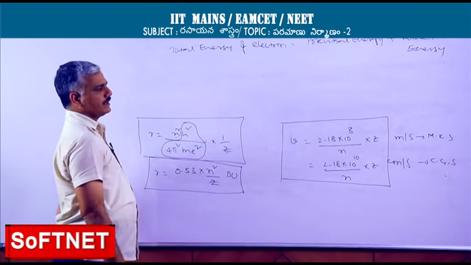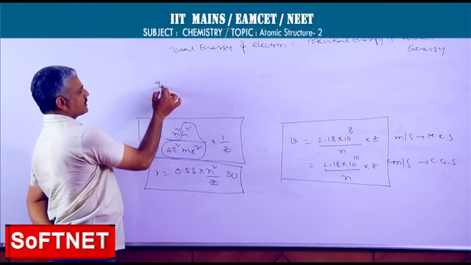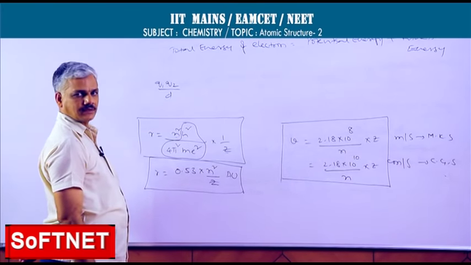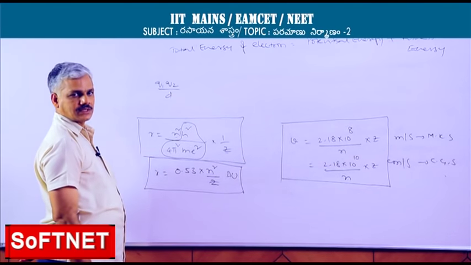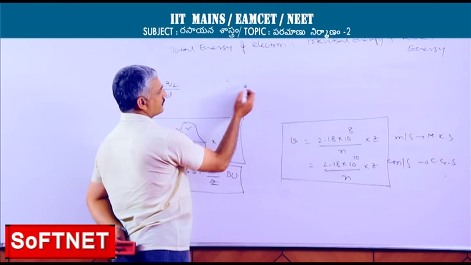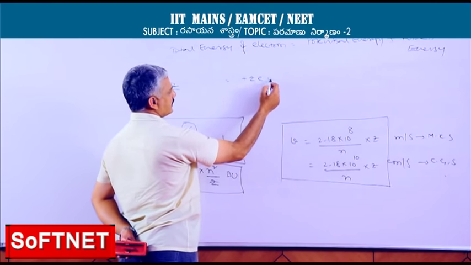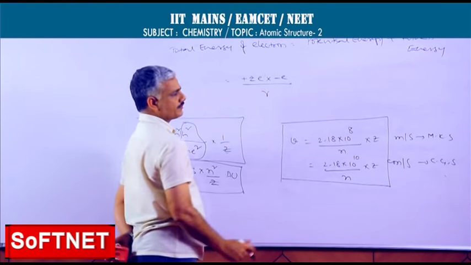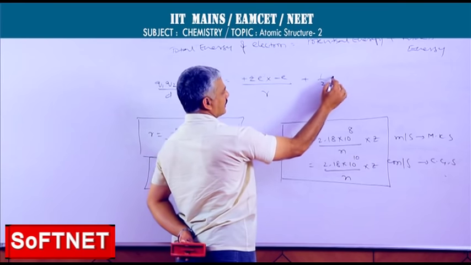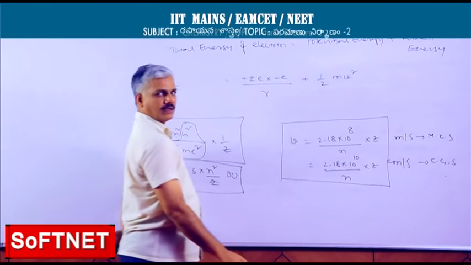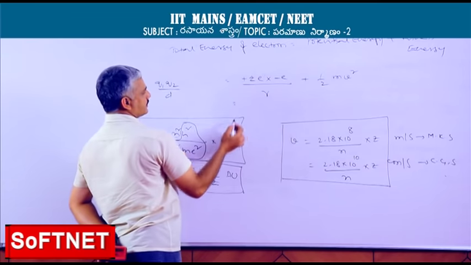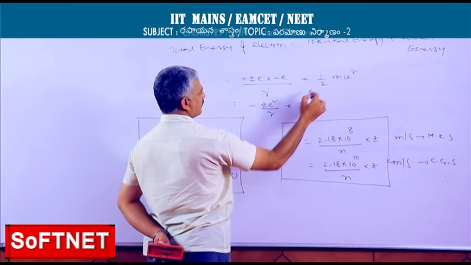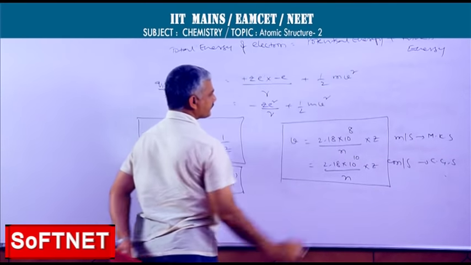The potential energy is calculated by using this relation Q1 Q2 by D. Q1 stands for charge of the nucleus, Q2 stands for charge of the electron. So, plus Z into E into minus E by distance R. Kinetic energy can be calculated by using the relation half mv square. So, this comes out to minus Z E square by R and this half mv square.